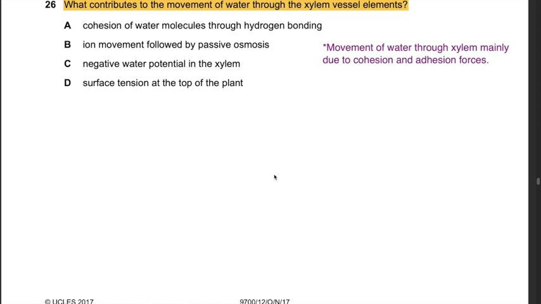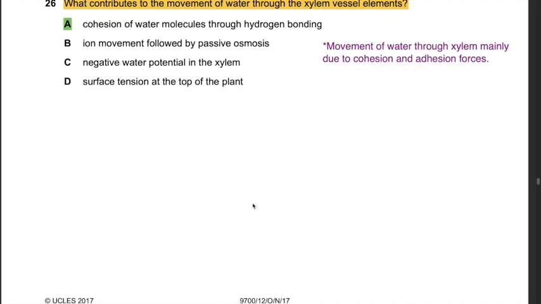Why are answers B, C, D incorrect? Because it doesn't contribute to the movement of water. Movement of water is mainly concerned with cohesion and adhesion only. Do keep these points in mind. So the answer over here is answer A, cohesion of water molecules through hydrogen bonding. And yes, because cohesion does occur by hydrogen bonding of neighboring water molecules.